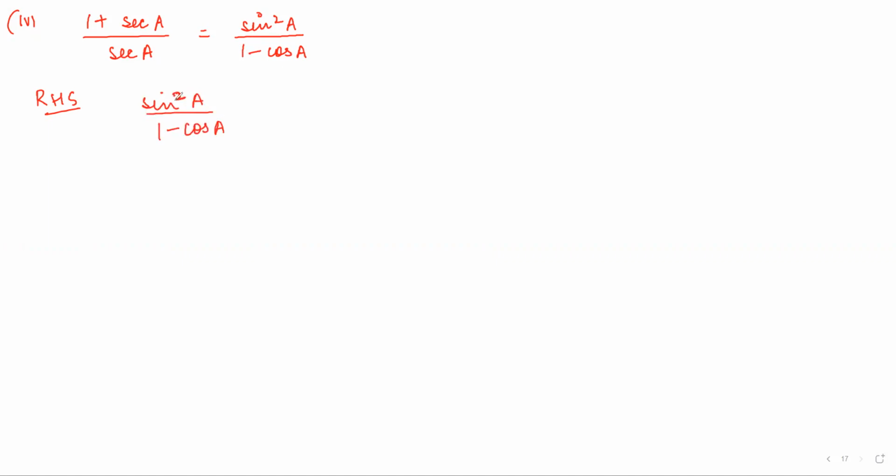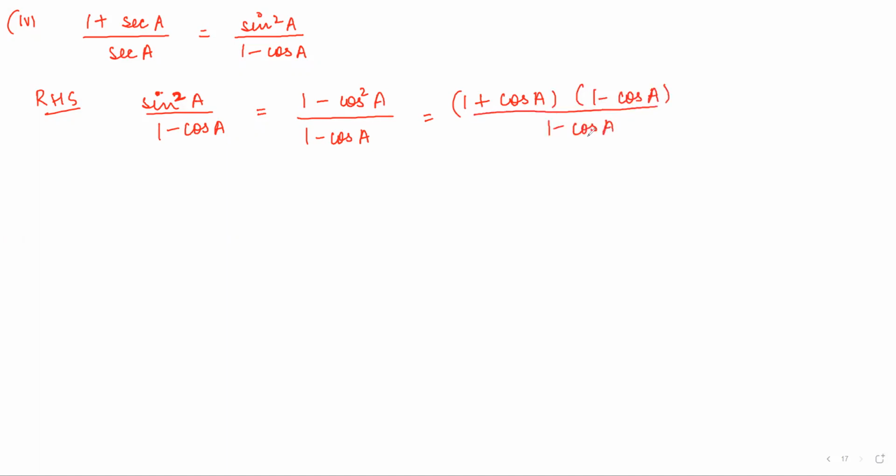Whenever you see square with sine or cos, you can simply use the identity sine square A plus cos square A is equal to 1. So sine square A can be written as 1 minus cos square A, from the identity, and then you have 1 minus cos A. Now 1 can be written as 1 square, so it's a square minus b square. So this can be written as (1 plus cos A) into (1 minus cos A), and then I have 1 minus cos A. So this term will get cancelled out, and I'm left with 1 plus cos A only. So it looks a bit simplified now. Now come to LHS.